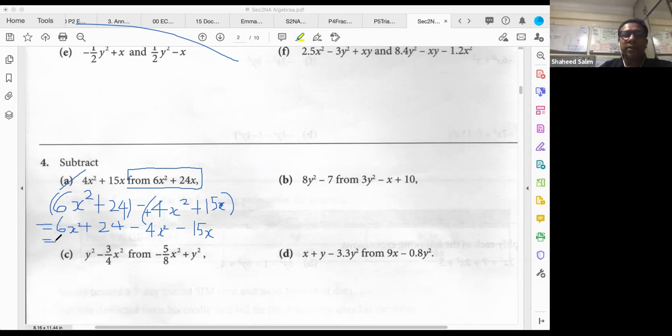Now then you can minus. 6x squared minus 4x squared, 2x squared, not minus 2x squared. You have $6, you minus $4. And then this one, 24 minus, sorry, not 15x. Oh, is there x? There's x here also. Sorry. 24x minus 15x plus 9x. Now, if you don't get it, we cannot move on yet. So, Ryan, are you okay?